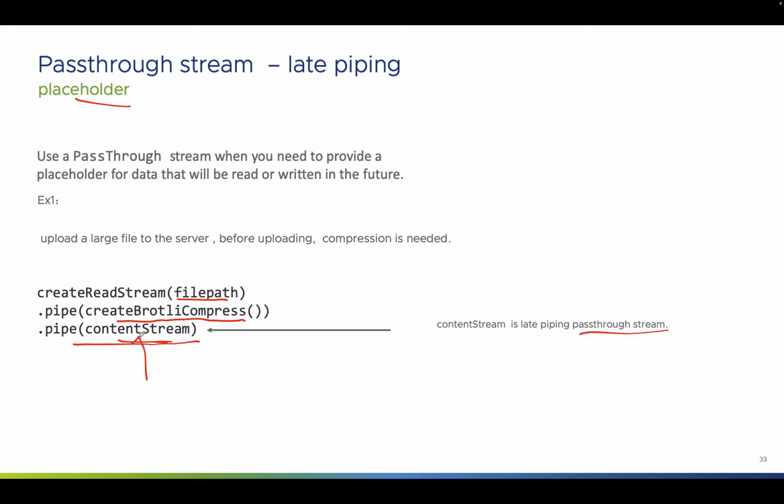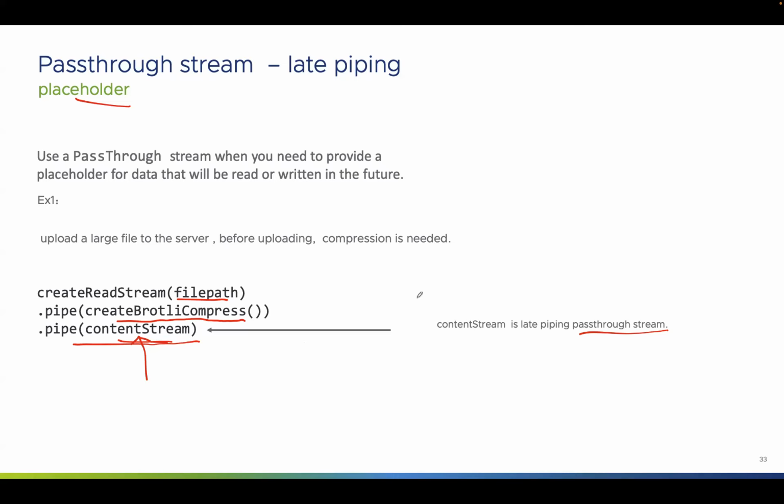Within this content stream, this pass-through stream, we can leverage, for example, post or get, to post some data or upload. We truly fulfill this upload action within this content stream. And that's this use of pass-through.